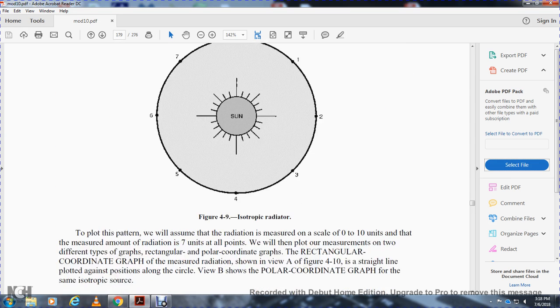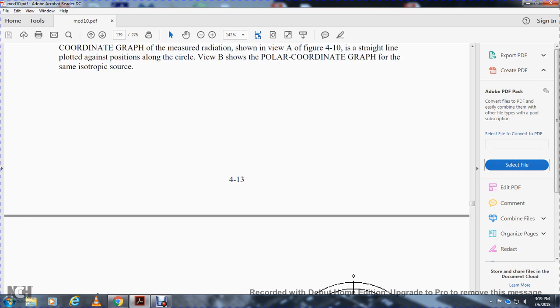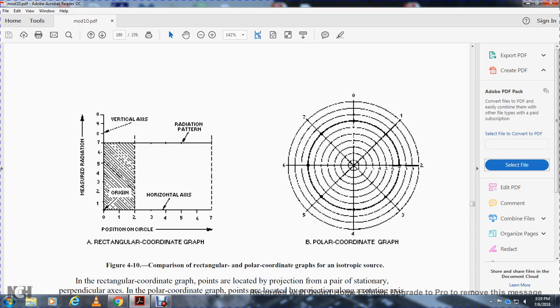Figure 4-9, the isotropic radiator. To plot this pattern, we will assume the radiation is measured on a scale of 0 to 10, and that the measured amount of radiation is 7 at all points. We will then plot all the measurements on two different types of graph: a rectangular coordinate graph and a polar coordinate graph. The rectangular coordinate graph of the measured radiation is shown in view A of figure 4-10, with a straight line plotted against the position along the circle. View B shows the polar coordinate graph of the same isotropic source. Figure 4-10 is a comparison of the rectangular and polar coordinate graphs of the isotropic radiator.